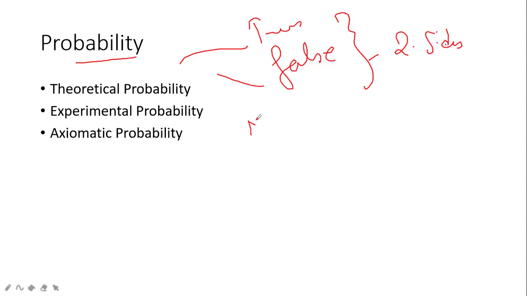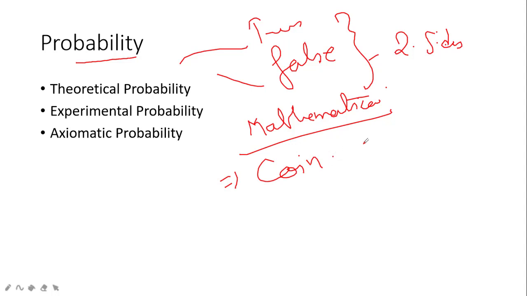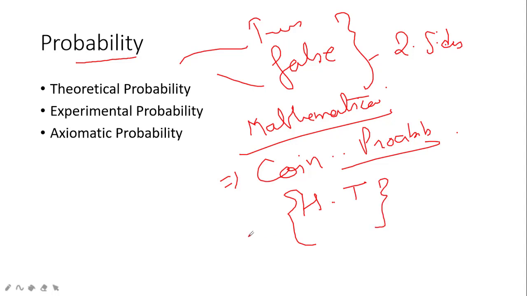Let's take a mathematical example to understand probability. What happens if you have a coin and you need to find the probability for it? How do we find it? A coin has a head as well as a tail, right? H and T. So what will be the probability? Either head will come, or tail will come.